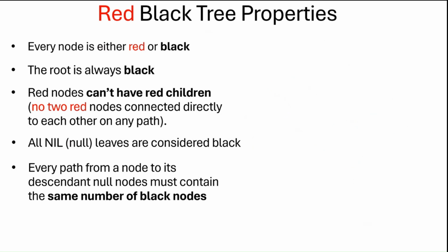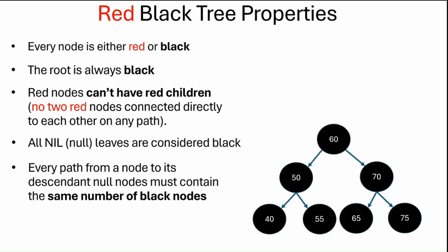The next property. Let's say we see a red-black tree like this. Is this a valid red-black tree? Let's see whether it satisfies the properties of a red-black tree. Every node is either red or black. That is correct. See here, it is "or", so it is not forced that both red and black should be there. So it is possible that all the nodes in a red-black tree are black.